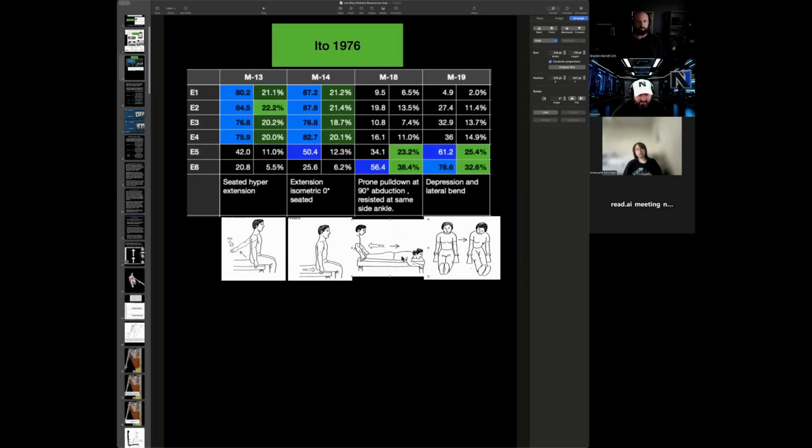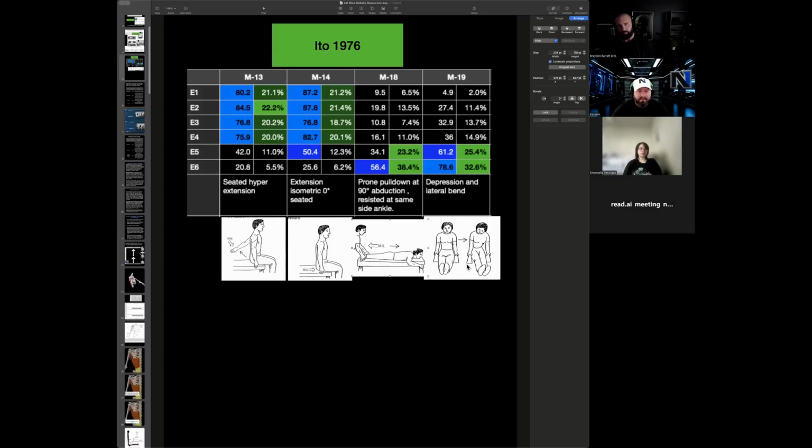M18 is a prone pull down. So the guy has his arm on the edge and there is somebody pulling down on the feet, if that makes sense. So he's trying to do basically adduction while prone on a table with his foot stabilized. So it's similar to a pull down motion, but from a prone position, right? And stabilized at the foot. Okay. I was looking at the M19, the depression and lateral bend. Oh, I don't know what about it.